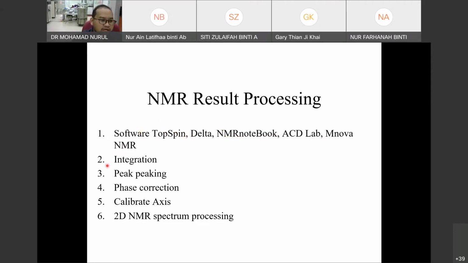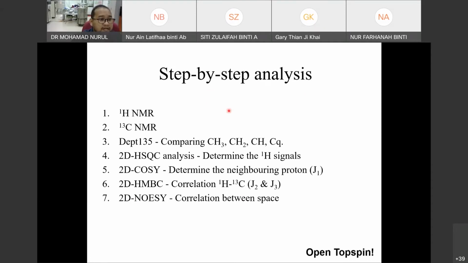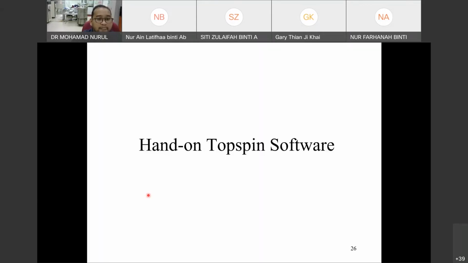We also have integrations here. We will learn about peak picking, phase correction, and calibrating the axis for NMR processing, so we will see whether it's important or not. Step-by-step analysis: we will do proton NMR, carbon, and after that HSQC, COSY, HMBC, and NOESY. So, hands on. Stop sharing here.